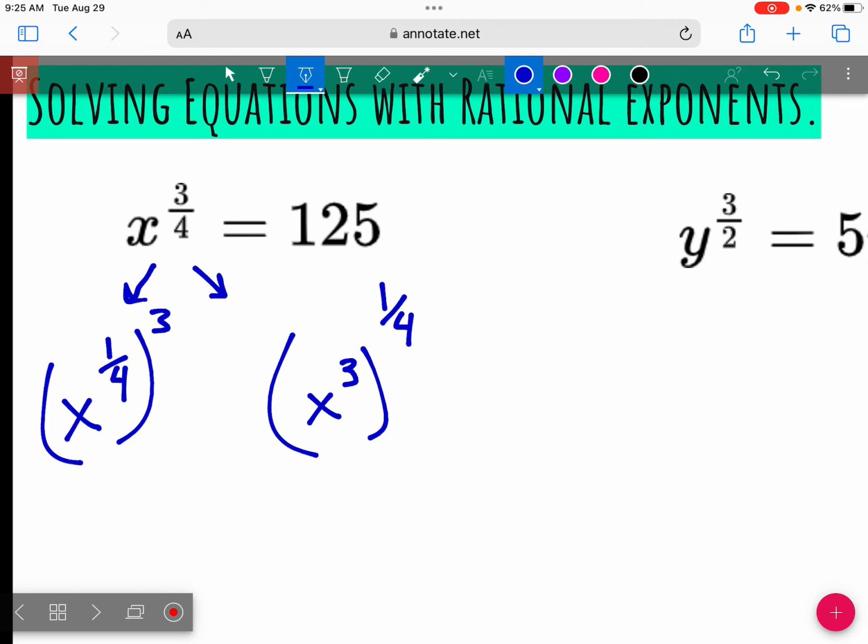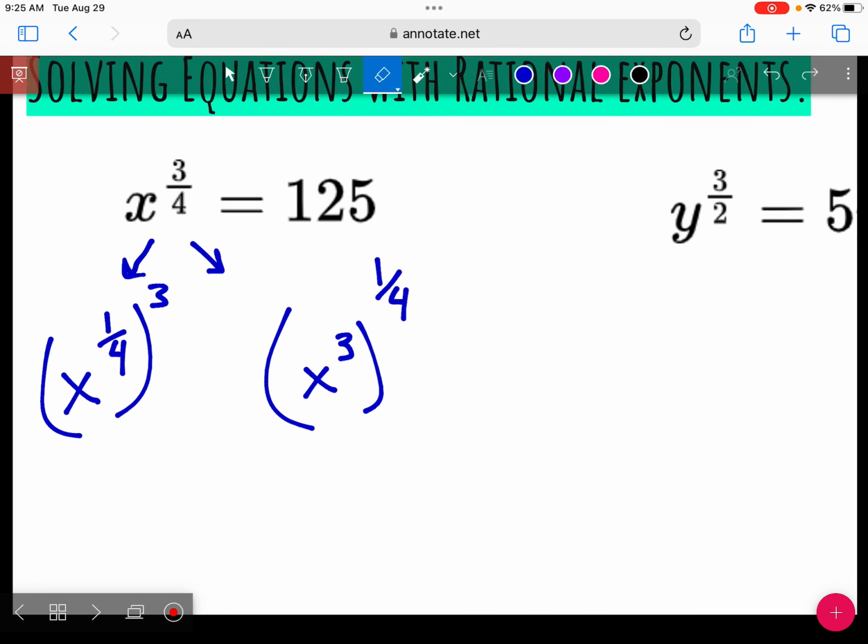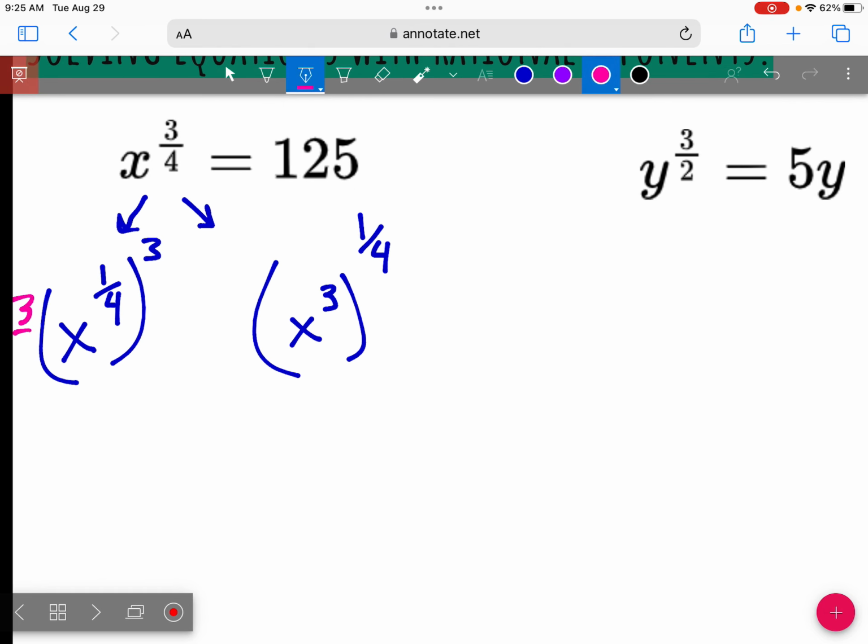Obnoxiously long. So look at this side. If I have x to the 1/4 to the 3rd, how do I undo to the 3rd? Cube root it. Can I cube root this? Yeah, so let's go with that side. So we're going to do the cube root of this and the cube root of that. The cube root and the cube cancel out, which is going to leave us with x to the 1/4 equals, what is the cube root of 125? 5. Okay.